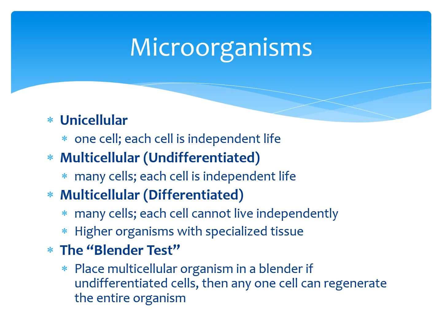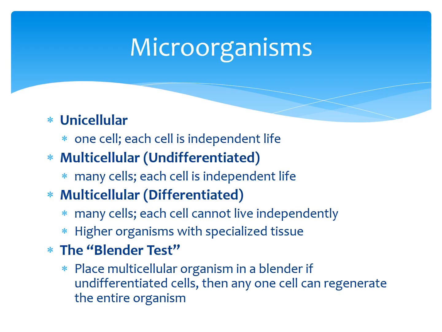Microorganisms can come in a few different flavors as far as how their cells are arranged. You can have unicellular, which means one cell, and each cell is going to be independent. You can also have multicellular, where the cells are undifferentiated, meaning that the cells themselves are independent as well, but there are many cells clumped together. A good example of this would be like algae.